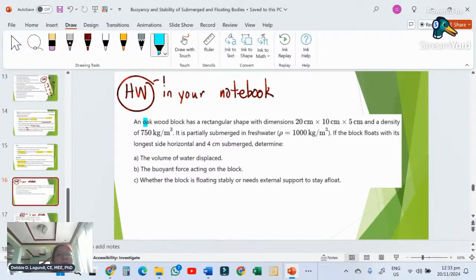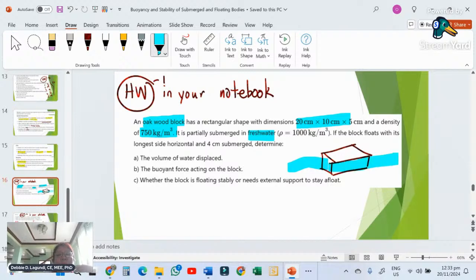So it's still a block, and it has these dimensions, 20 by 10 by 5. It has 750 kilograms per cubic meter as its density, and it will be submerged in fresh water. If the block floats with its longest side, meaning the 20, how will it look? It will float on the longest side, so this is how it will be submerged, horizontal, with 4 centimeters submerged.